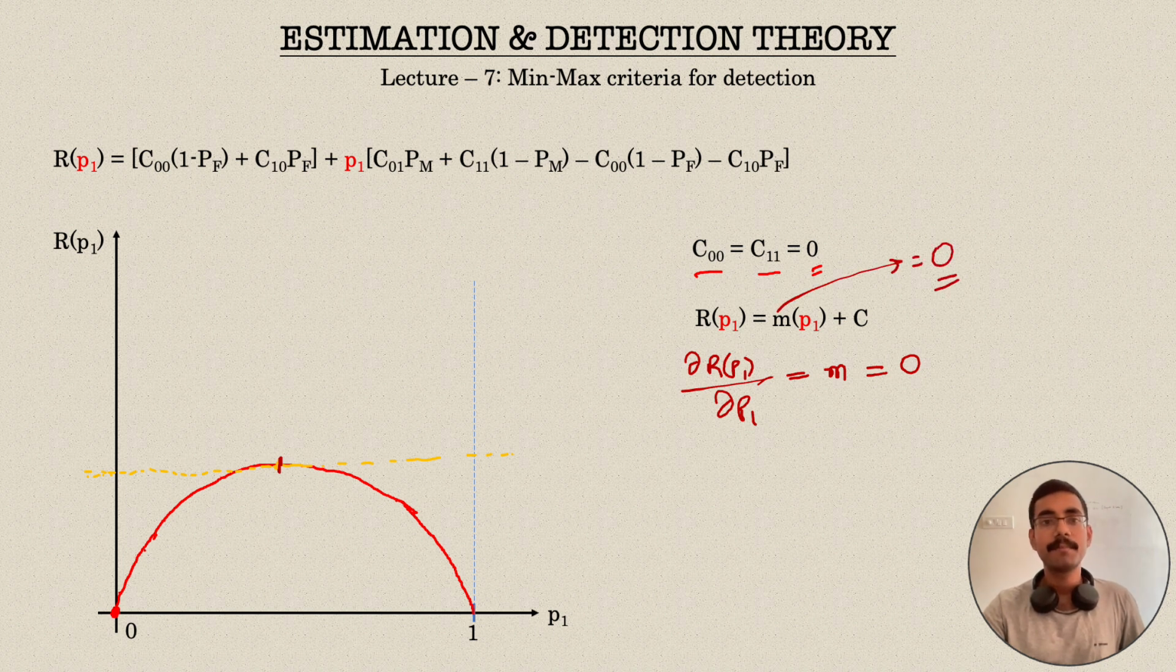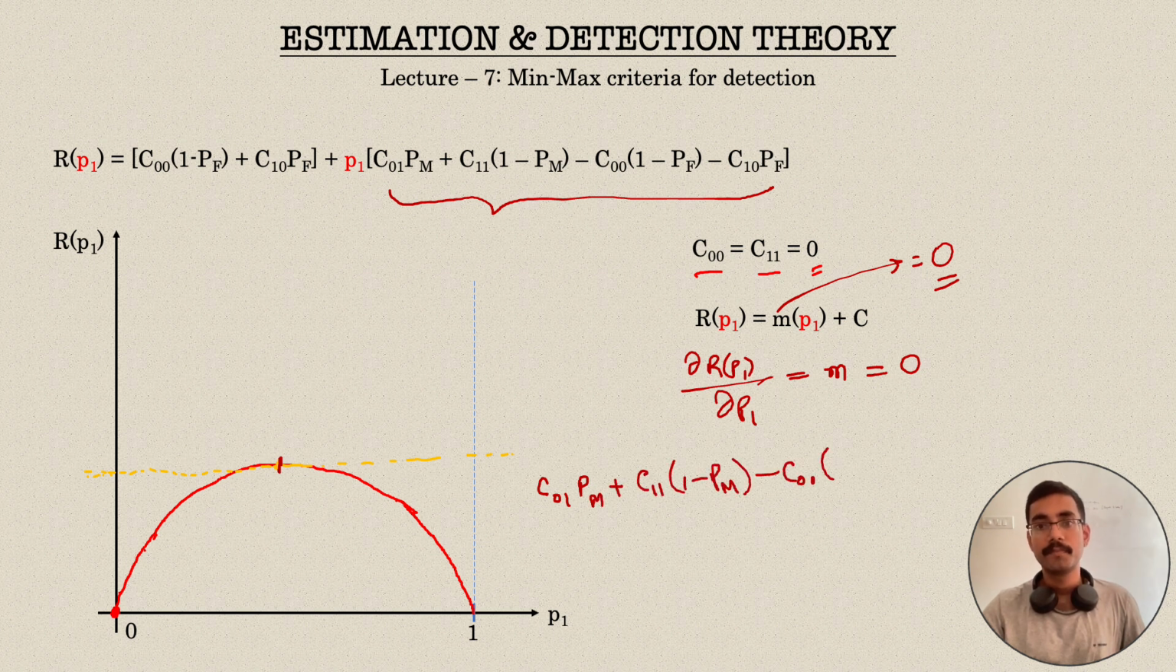Now what is this m? M is this entire expression. Now if this particular expression, C01 Pm plus C11 (1 minus Pm) minus C00 (1 minus Pf) minus C10 Pf, is equal to 0, then, as I have already said, C00 and C11 are 0. So we are left with C01 Pm is equal to C10 Pf.